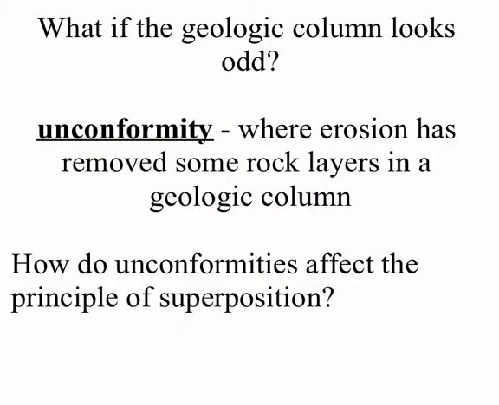All right, so what if the geologic column looks odd, or it doesn't look right? Something's missing. Well, usually that means there's what's called an unconformity. It does not conform to the pattern you think it should. Unconformities are where erosion has removed some rock layers in a geologic column. So you'll be able to see that something is missing. So how do unconformities affect the principle of superposition? Here's a nice visual.